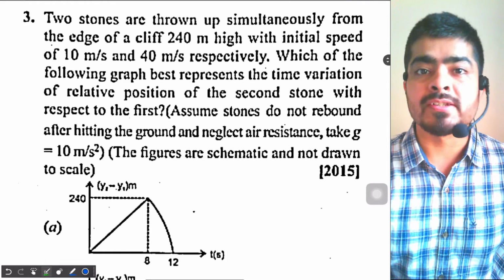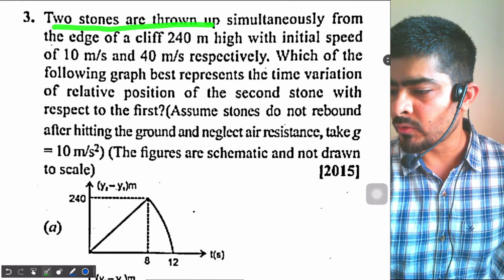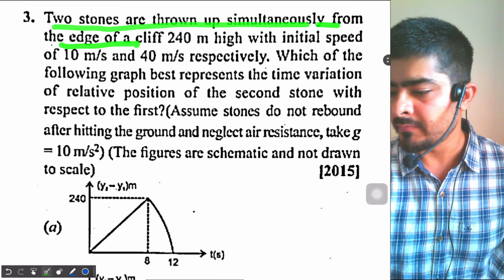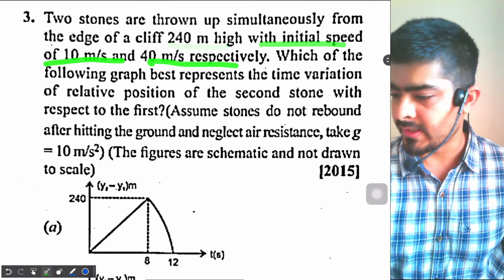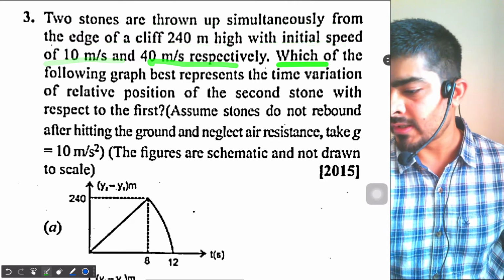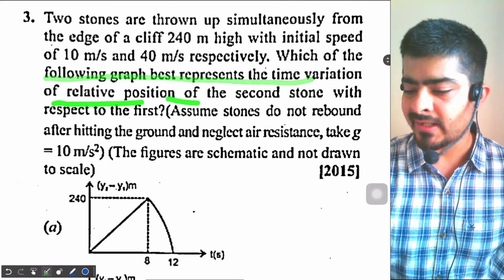Hello students, see this question from IITJEE 2015. We have two stones thrown up simultaneously from the edge of a cliff, 240 meters high, with initial speeds of 10 meter per second and 40 meter per second. Which of the following graphs best represents the time variation of relative position of the second stone with respect to the first?